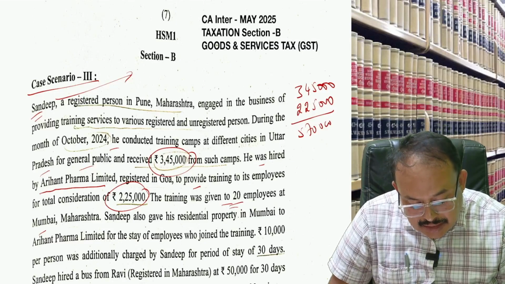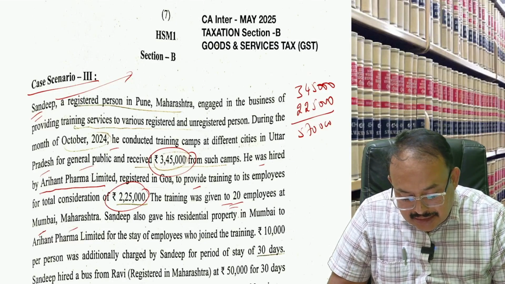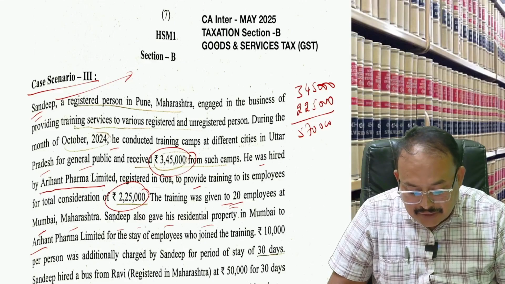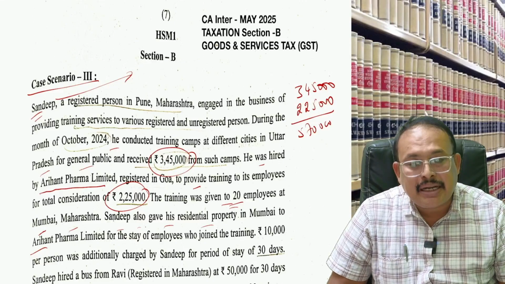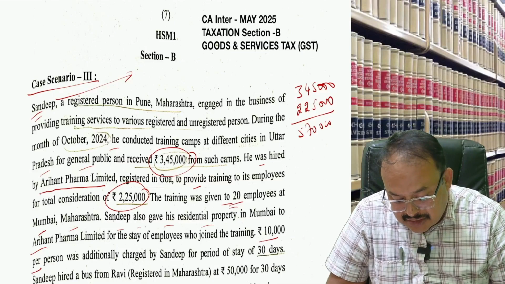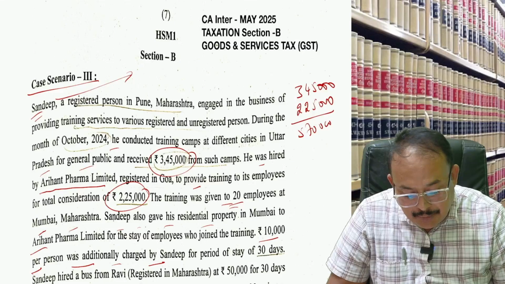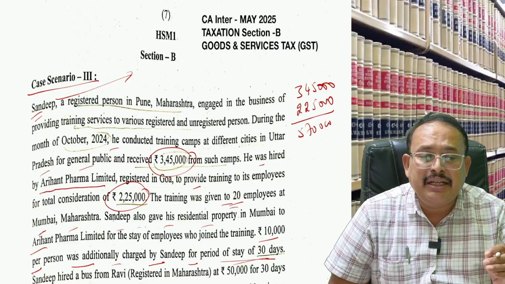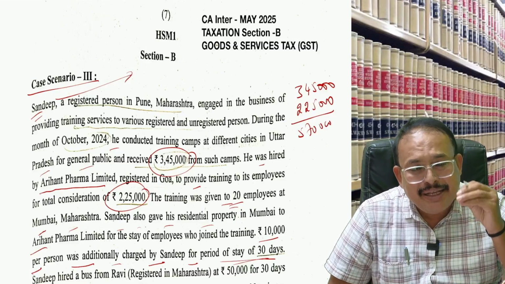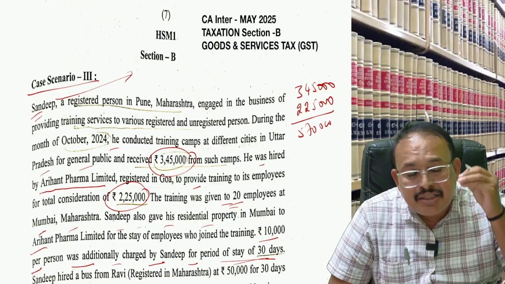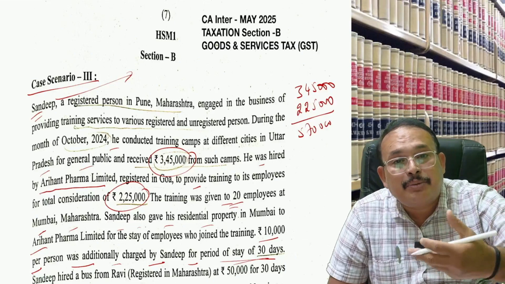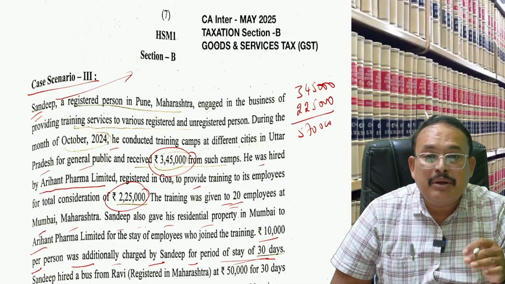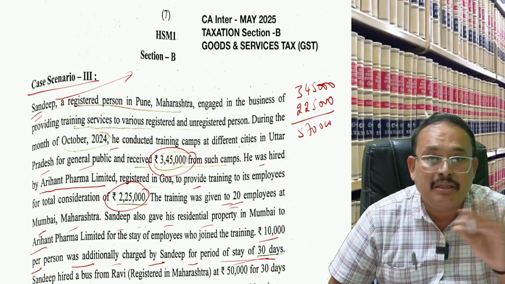Training was given to 20 employees in Mumbai, Maharashtra. Sandeep also gave his residential property in Mumbai to Arihant Limited for the stay of employees who joined the training. Rupees 10,000 per person was additionally charged by Sandeep for a period of 30 days. That means a residential dwelling, an immovable property, was given on rental basis to a registered person. As we understood in regular class, it is under RCM. The recipient, being a registered person, is liable to pay GST, not Sandeep.